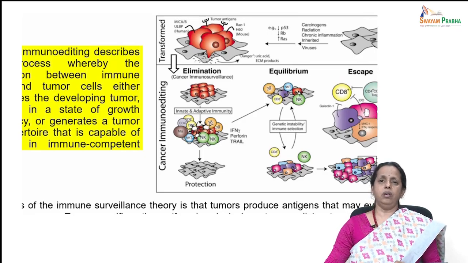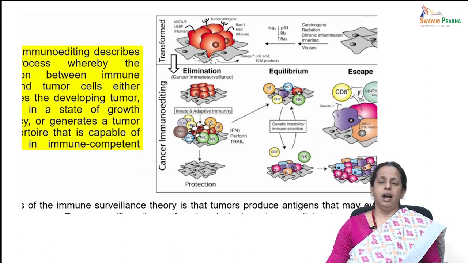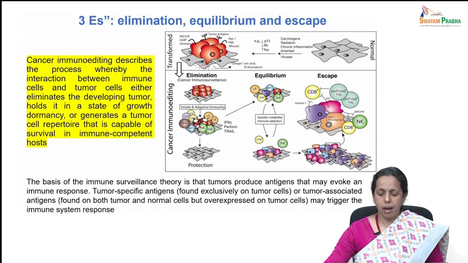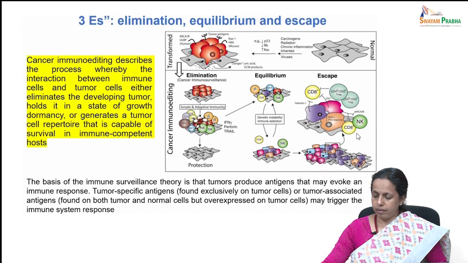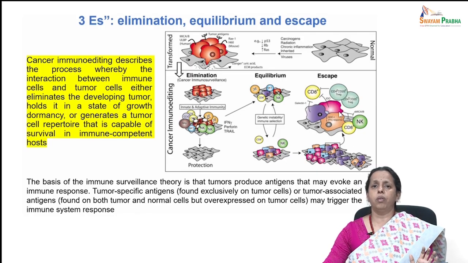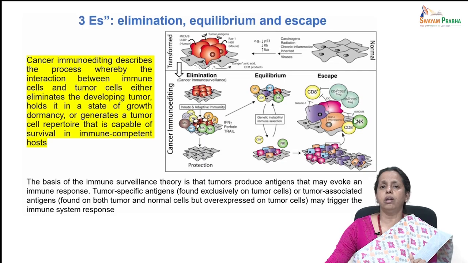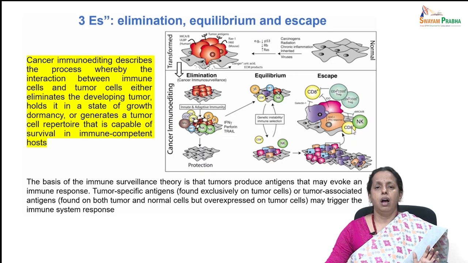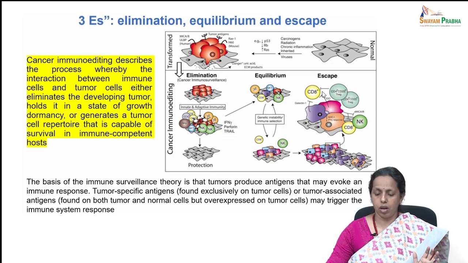In the escape phase, the cancer cells have managed to escape the host immune response completely. Here they have increased in cell volume, so that is when we are able to see or clinically detect tumors. Immune escape can be facilitated through various mechanisms, such as NK cells and CD8 cells.